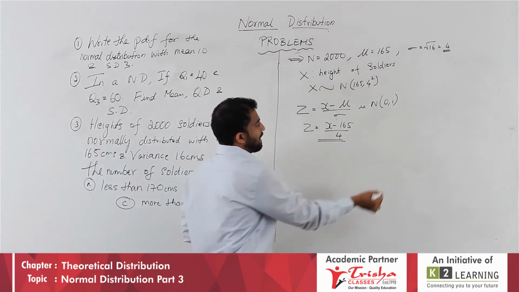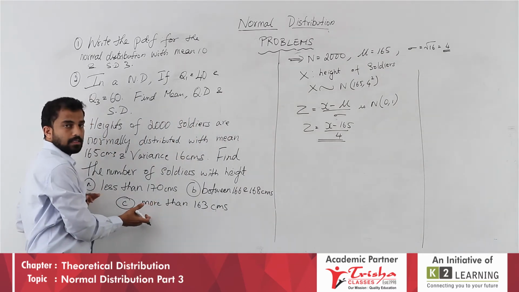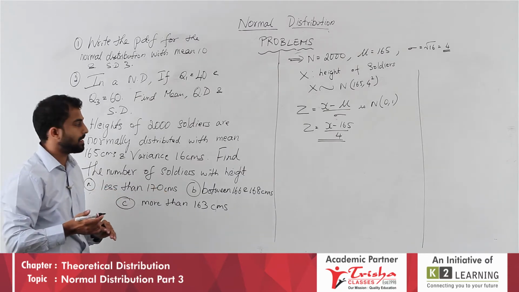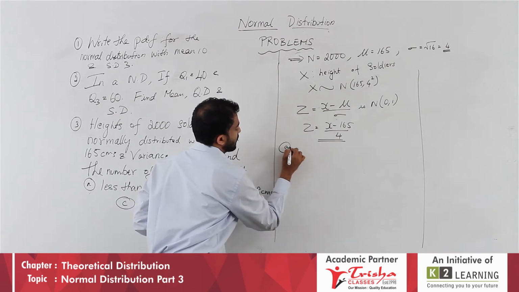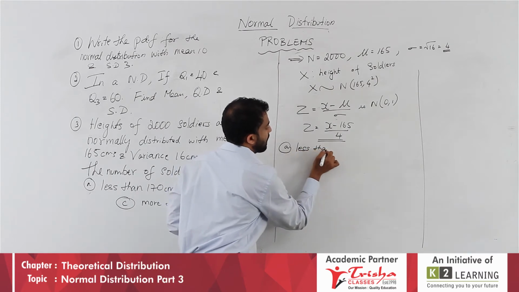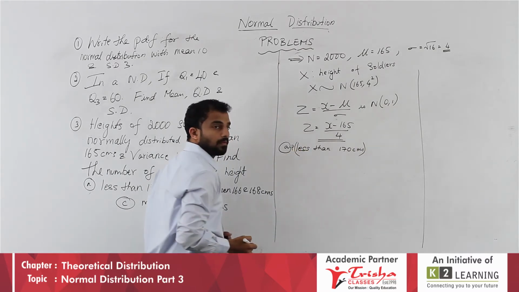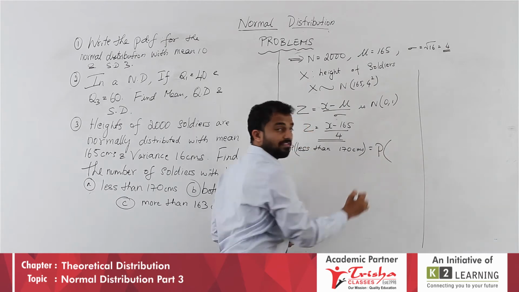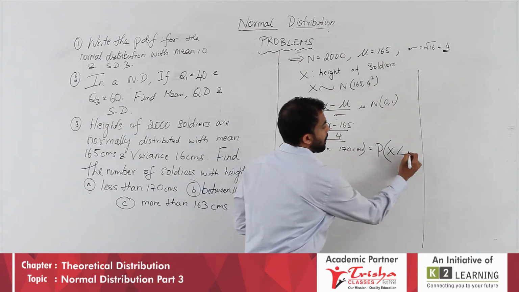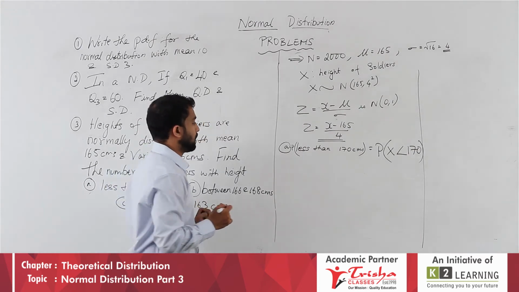Now, with the information that we have, we need to find out these three answers. The first question, A, says less than 170 centimeters, which is equal to P of X less than 170. So students, let us substitute now.